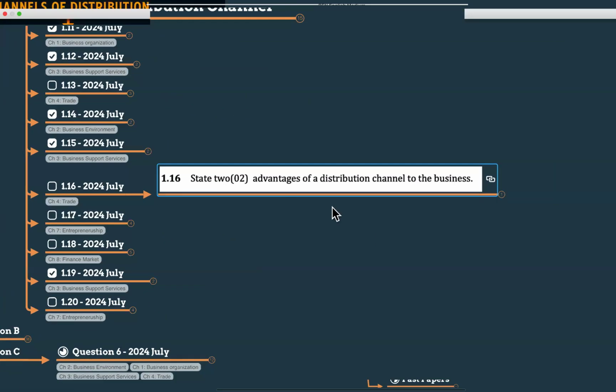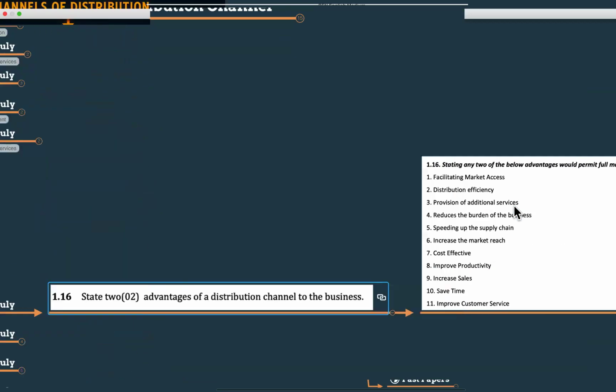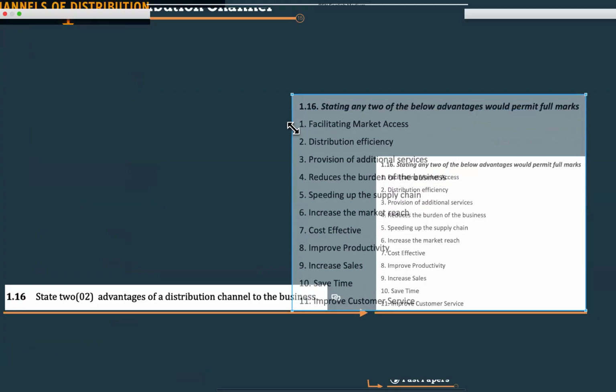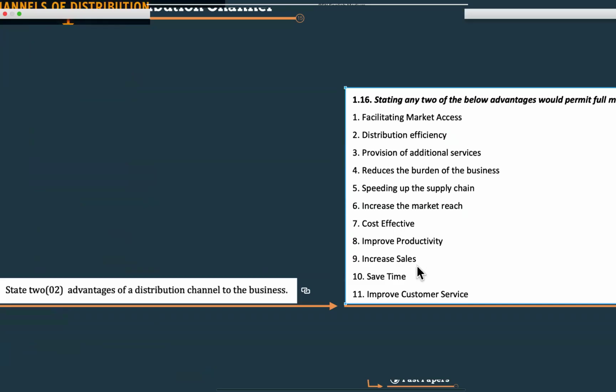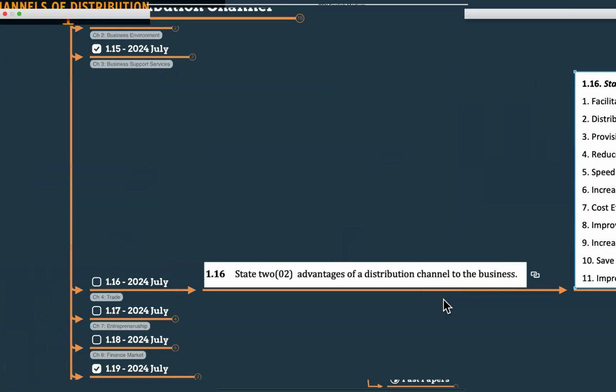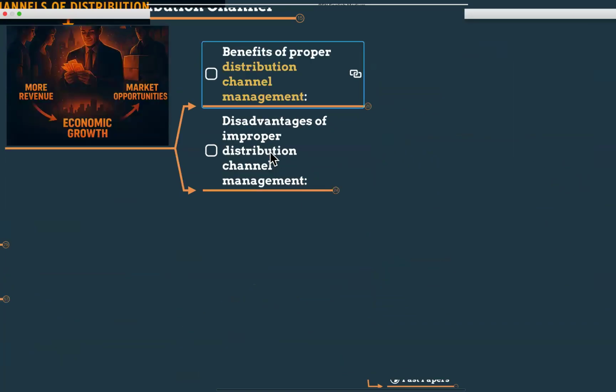State two advantages of a distribution channel to the business. Just now we have seen, right? Here, see the answer. Facilitating market access, distribution efficiency, provision of additional services, reduces the burden of the business, speeding up the supply chain, increase the market reach, cost effective, improve productivity, increase sales, save time, improve customer service. Same answers, right? So these are the benefits of proper distribution channel management.